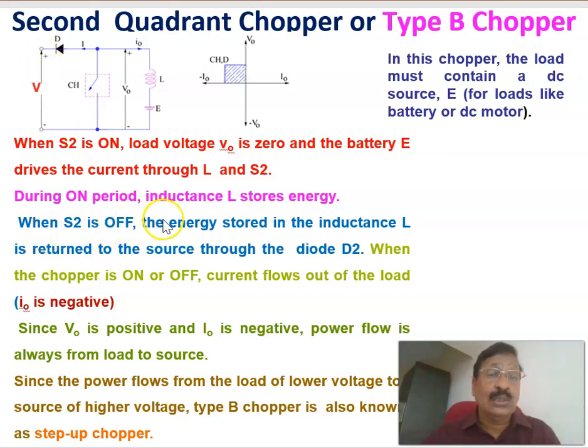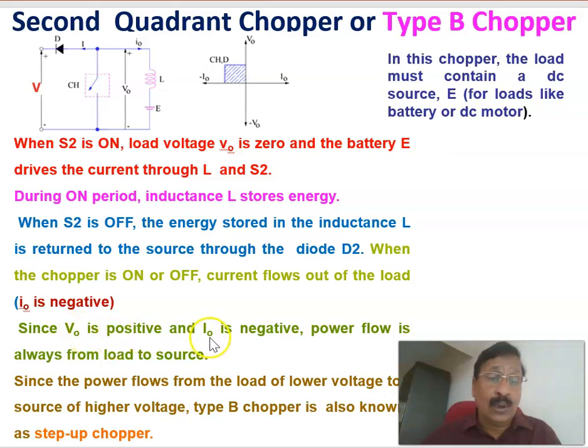Therefore, when S2 is off here, the energy stored in the inductor L is returned to the source through the diode D2. Whether the chopper is on or off, the current always flows out of the load. When the chopper is on, the current goes through the load in the opposite direction, and when it is off, the current is also in the opposite direction. That is, the current is always negative.